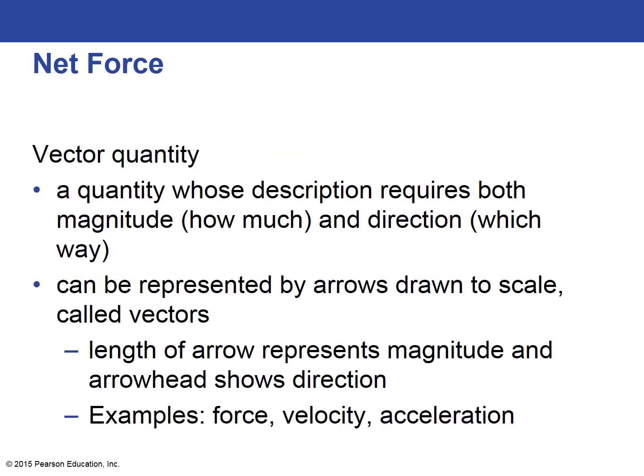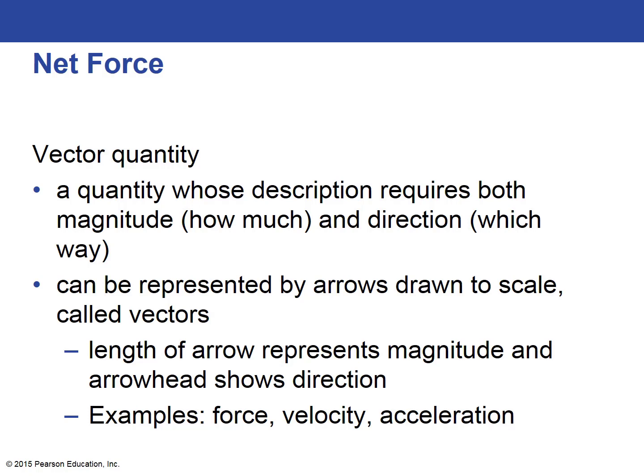So we said that force was a vector quantity, so we'll describe now a little bit about vectors. First of all, a vector is a quantity whose description requires both magnitude, which is how strong the force is, and direction, which is the direction the force is acting on the object. So it has two quantities associated with it, magnitude and direction. Those two quantities can be represented as an arrow drawn to scale, and these are called vectors.